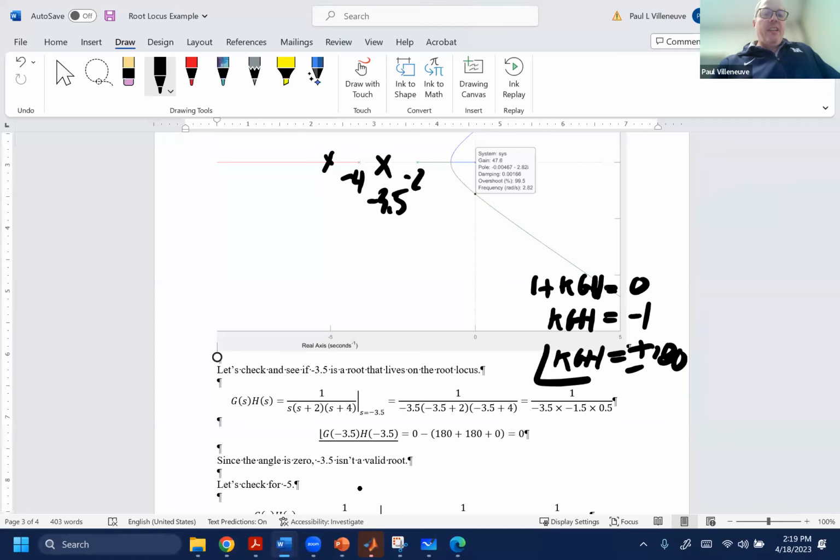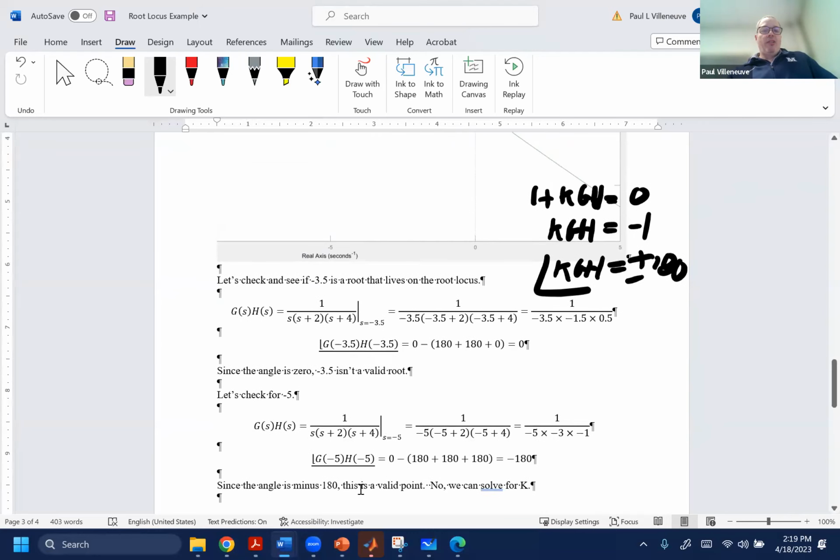How about a point over here? Minus 5. Let's try minus 5, same approach. I'm just plugging in minus 5 like I did minus 3.5, and here's what I end up with. Now I'm going to calculate the angle. 0. This has minus 180, minus 180, minus 180, or plus 180, doesn't matter. So 0, subtracting all those, equals minus or plus 180, right?